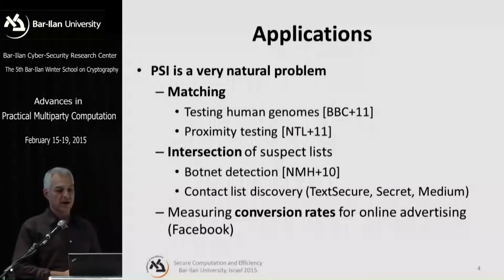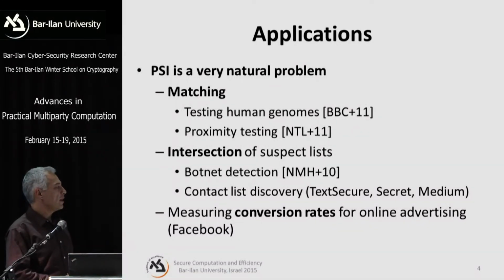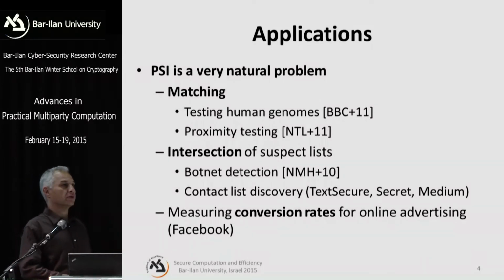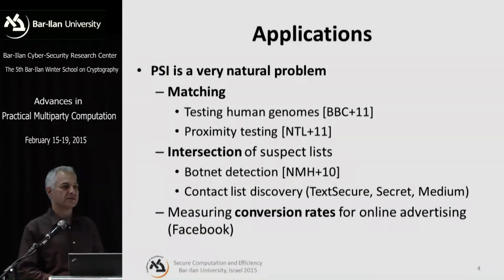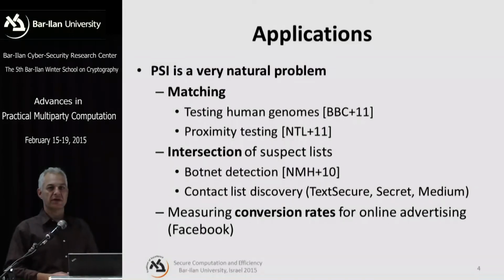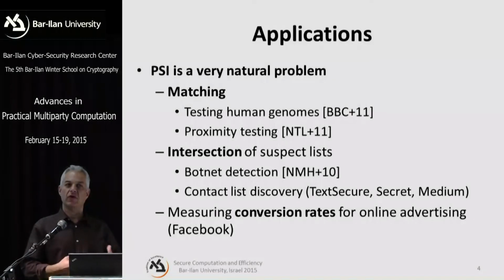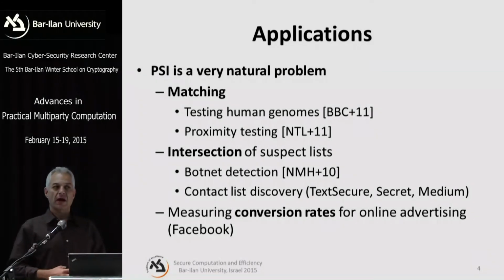It can also be used to compute the intersection of suspect lists. So in cybersecurity applications, this actually comes up quite often. Companies have lists of suspicious activity, say from specific IP addresses, and they want to say if the same activity appeared at different companies from the same address. However, they don't want to disclose to each other the whole list of connections to their network, because this reveals some private information of that company. So they would like to compute intersections while hiding anything else.